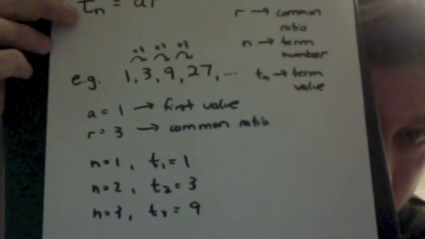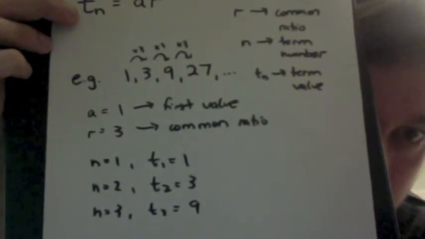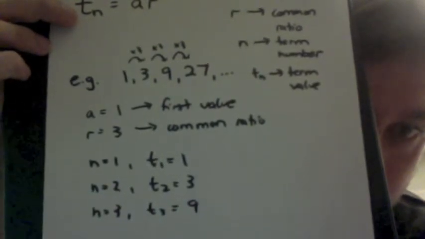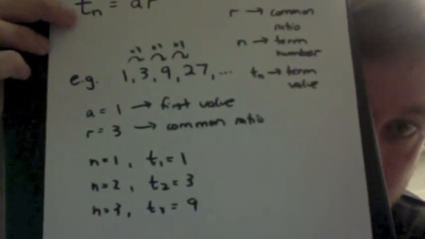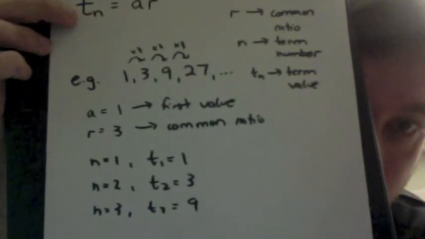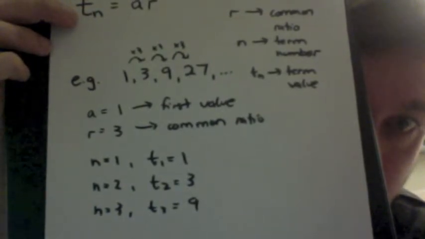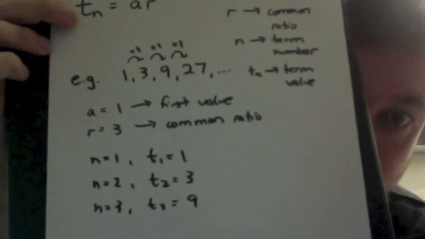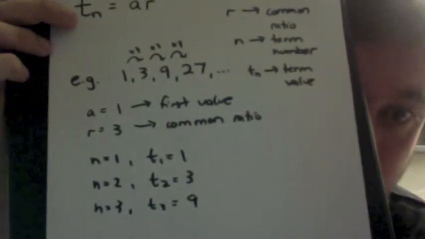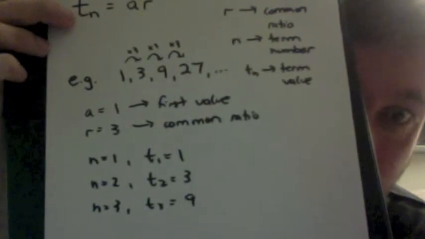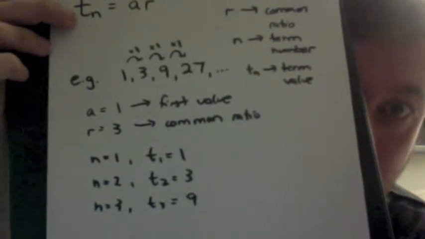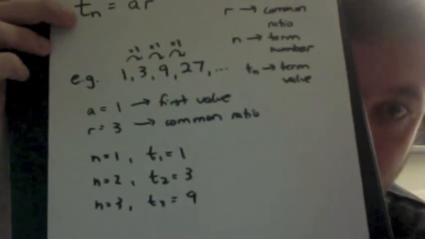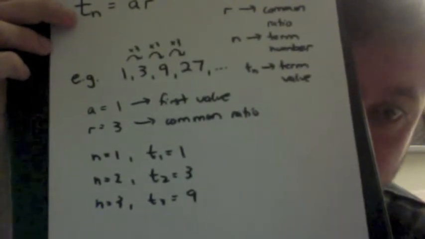To give you an example of how the n and the t sub n work, I've given you a couple of examples. When n is equal to 1, t sub 1 is equal to 1, because n equals 1 refers to the first term number, and t sub 1 equals 1 refers to the first term value. The first value being 1, because that's the first number in the sequence. n equals 2 tells us we're in the second position of the sequence, and t sub 2 equals 3 tells us that 3 is the second number. We can see that t sub 3 is 9 because the third number is 9.